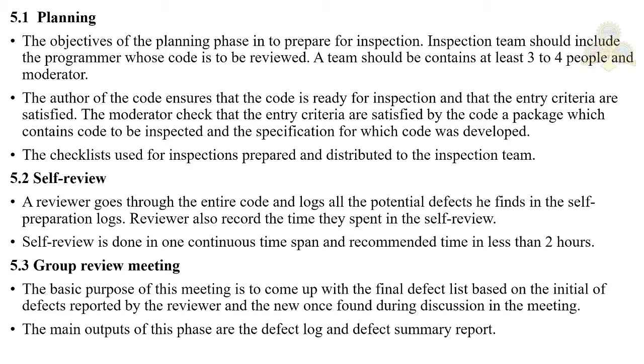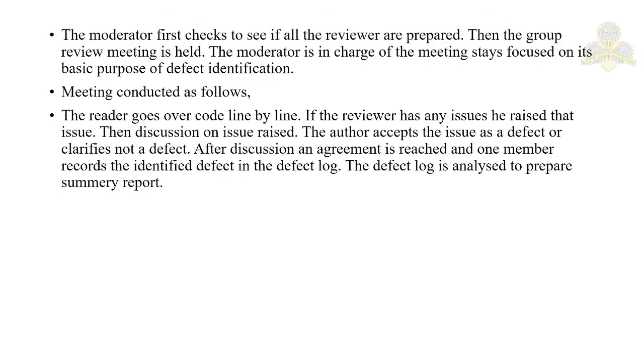Now the third stage is the group review meeting. The purpose of the group review meeting is to come up with the final defect list based on the initial defect list reported by the reviewers and the new ones which they have found during the discussion. The entry criteria for this step is that the moderator is satisfied that all the reviewers are ready for the meeting. The output of this is the defect log and the defect summary report.